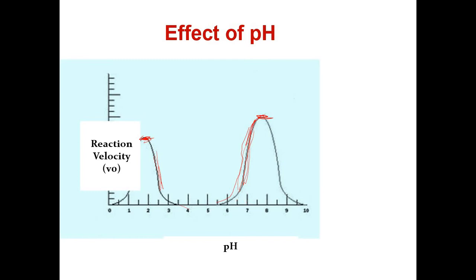So the thing is that pH could affect the enzyme activity. This enzyme is pepsin. Okay, so pepsin has two optimum pH. Sorry, this is pepsin and this is trypsin. Sorry, these are two different enzymes. Okay, I'm so sorry.